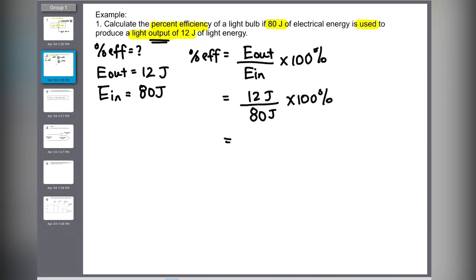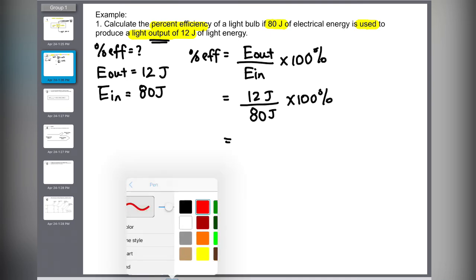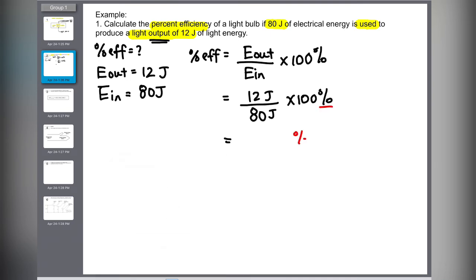I still have people who have a hard time dealing with these questions. I need you to take your percentage and write your percentage at the bottom. Then on your calculator, you would only deal with the number part. Okay, so you would go 12 divided by 80 times 100. And then whatever that answer is, it's in percentage. That's the unit. So I should have something like 15%. Okay, so only 15% of your light is being used as light. The rest is wasted as heat.